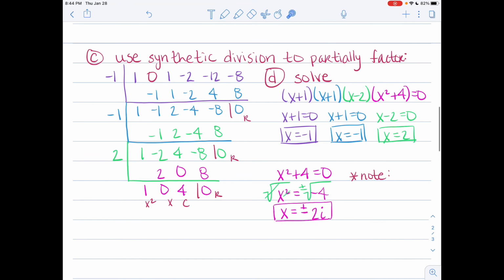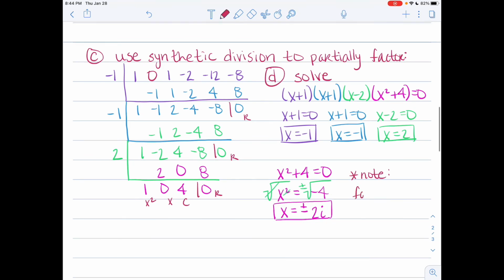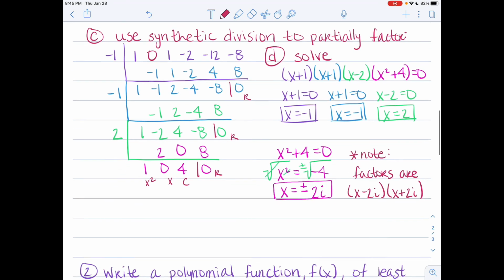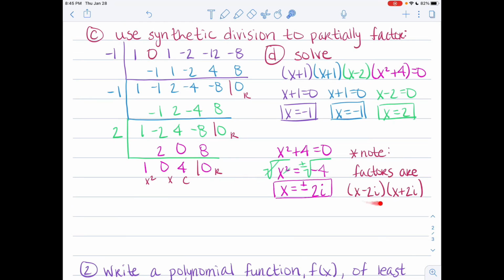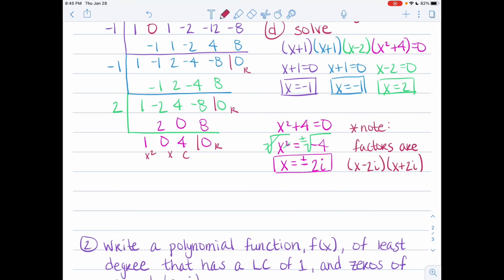I'm going to have factors that are x minus 2i when I bring a positive 2i over to the side with x, and then I'll have x plus 2i when I bring the negative 2i over to the other side. So notice how similar this looks to our difference of squares now. It's just that there's an i involved. So we can now factor a sum of two squares.